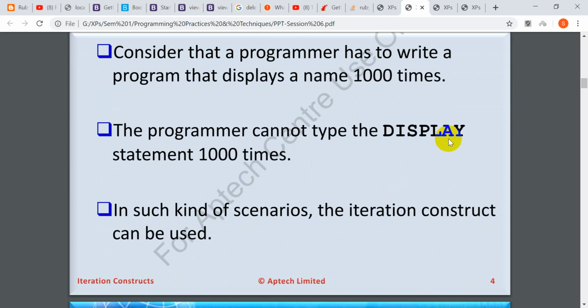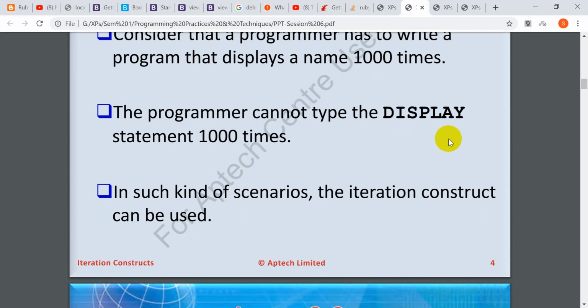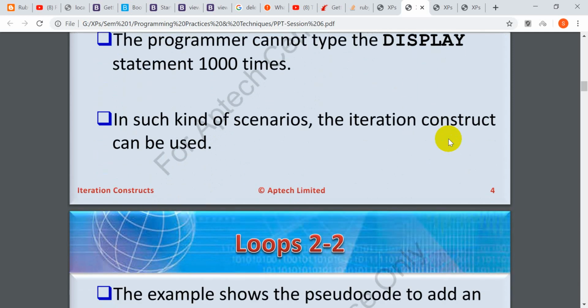In such scenarios, the iteration construct can be used. So instead of writing display, what's your name, display Fatima, display Fatima, 1000 times, which will take time and is not nice, the best thing to do is to use the iteration construct. You use looping. You write just one line and give it a condition: okay, I want you to repeat my name up to 1000 times. Click enter, and before you know it, poof, it will give you 1000 names or 1 million. You don't have to type that. So that's what a loop is. Do you get it? Okay.